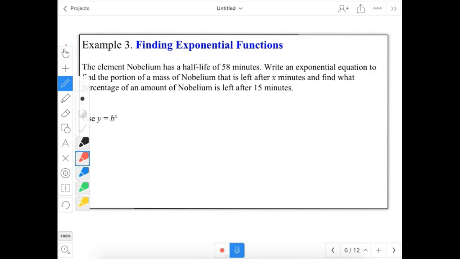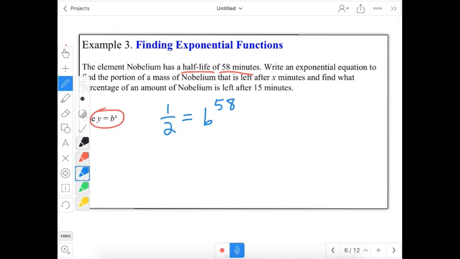So the fact that we're dealing with a half-life is an important piece of information, because that would be a Y value with our 58 minutes being an X value. So using this, we are able to find that B value, and then we can undo things, solve for B, and then we can find out how much nobelium would be left after 15 minutes. So our equation will look something like this. 1/2 is equal to B after 58 minutes.